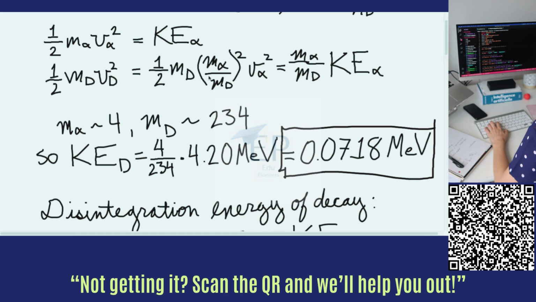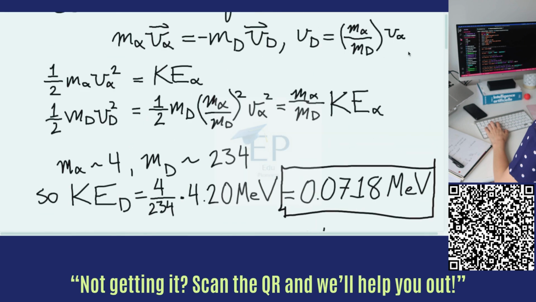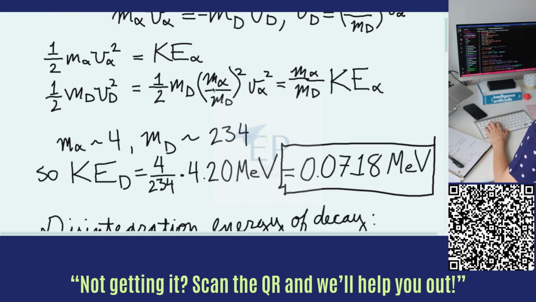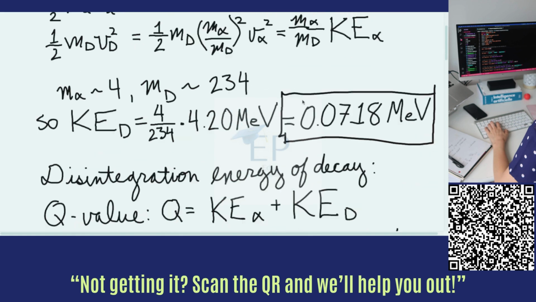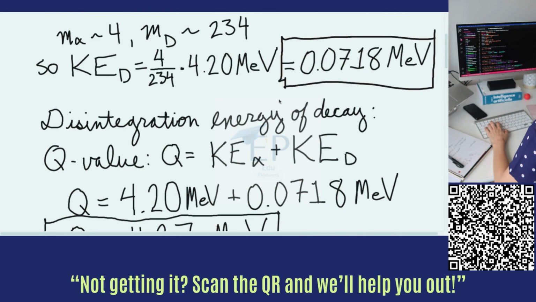And if you substitute our relationship derived from conservation of momentum into the kinetic energy of the daughter nucleus, you can regroup the terms and see that the kinetic energy of the daughter nucleus is proportional by a ratio to the kinetic energy of the alpha particle, and that ratio is the mass of the alpha particle over the mass of the daughter nucleus.